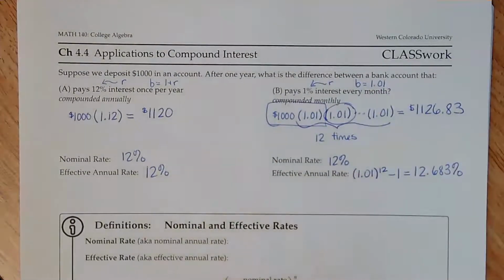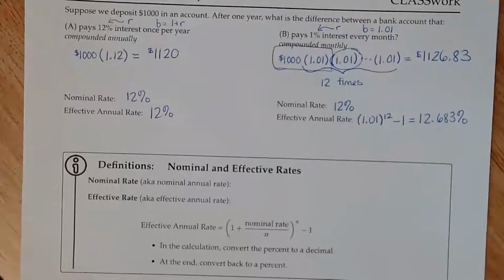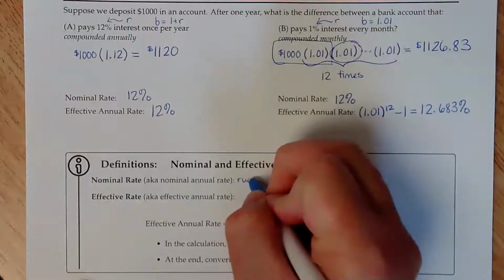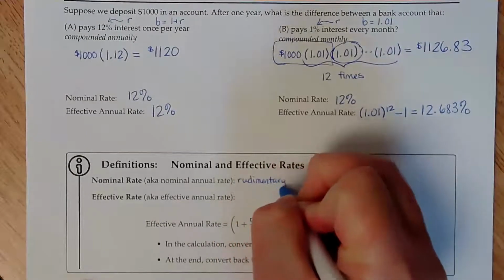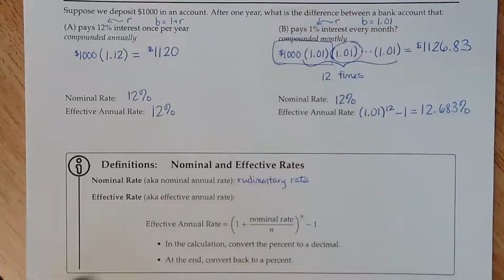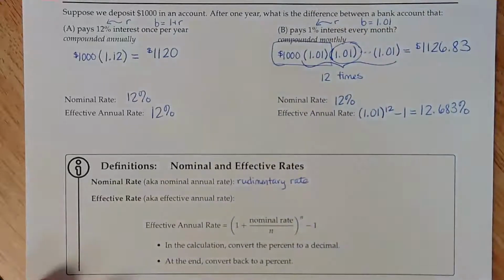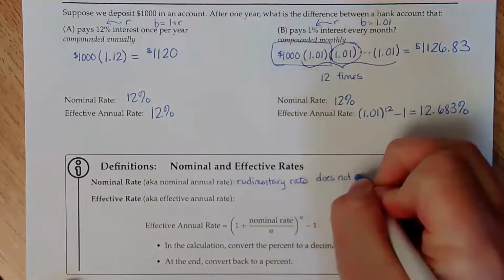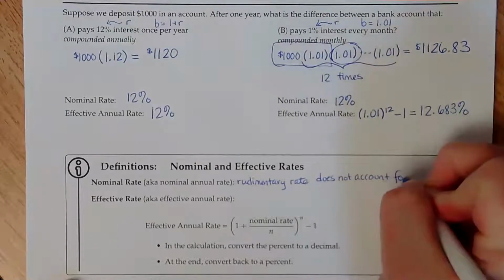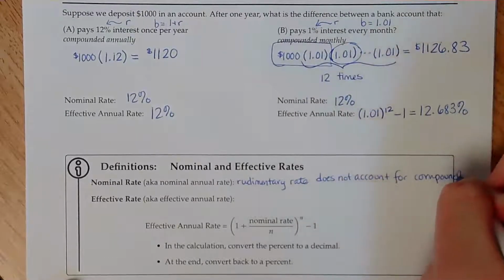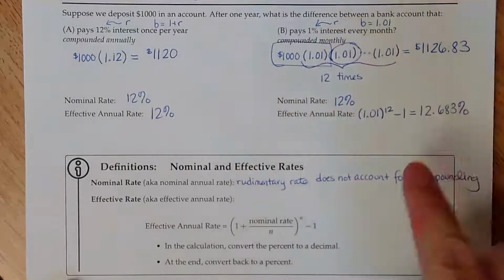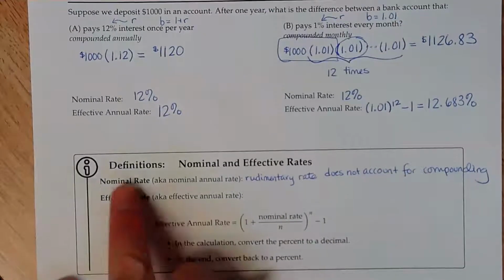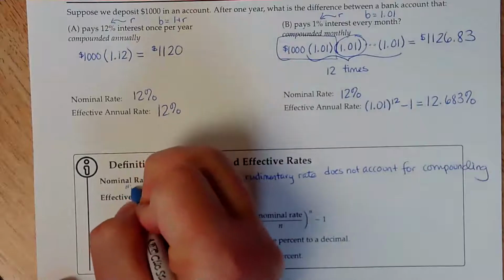So let's go ahead and define these terms, nominal and the effective annual rate. As I said, that nominal rate, you can think of that as a rudimentary rate. It's just kind of a surface thing, like, oh, 1% per month is 12%, more or less, okay? What it does not do is account for the compounding. So we said that this one was compounded monthly, and this nominal rate does not take into account the compounding. Okay, and nominal means, we can just translate this as in name only.